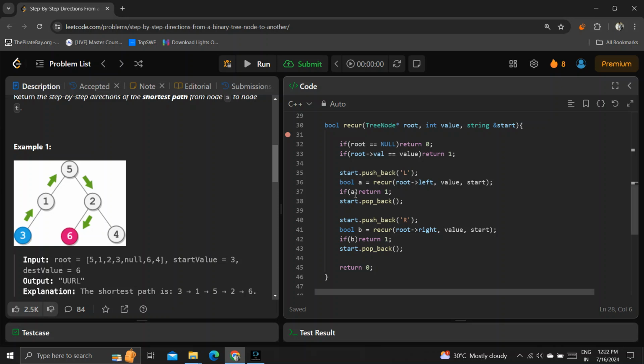That is true, so if true, return 1. Here is null, but we will not move here because we have found the answer here. So we just need to follow this part. I will return 1 from here, right?